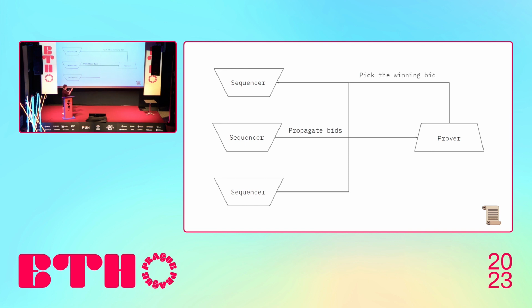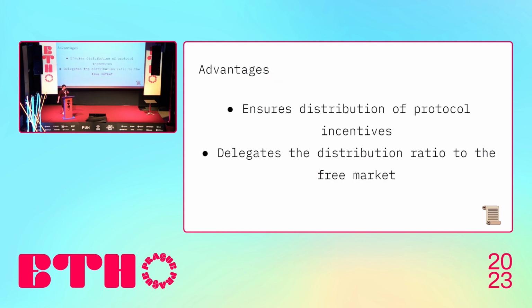The prover selects the highest bid and basically propagates the signature that it selected the highest bid. So let's say in this case, sequencer 1 is the one that was picked, it would sign the hash of that block and propagate it back to the sequencer. And then the sequencer would reveal the contents of that block that it committed to, and the consensus would proceed working as usual. And the advantage here is twofold.